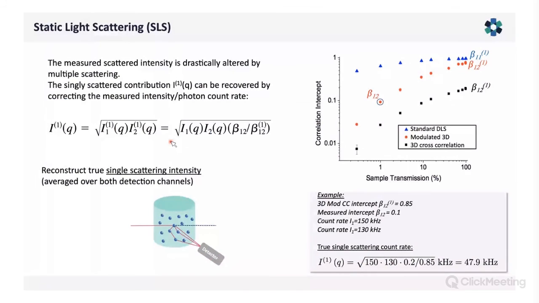Now in 3D light scattering or modulated 3D, you can correct any signal that you measure by the relative contribution of multiple scattering. And this looks a bit complicated, but in practice, it's actually not too difficult.